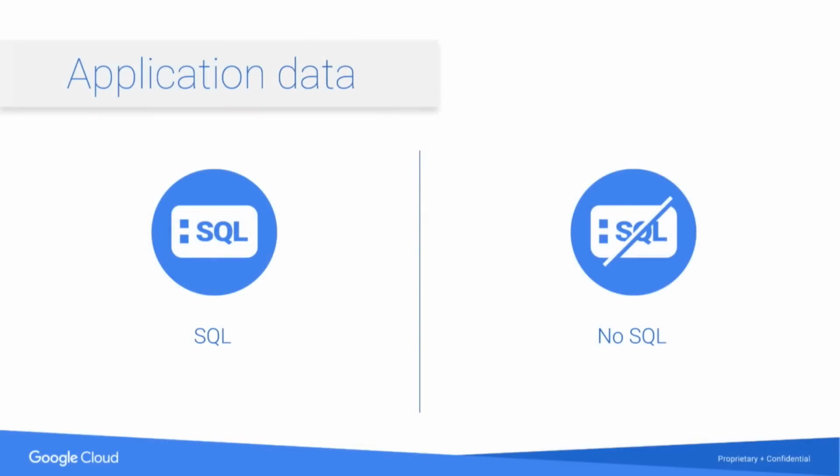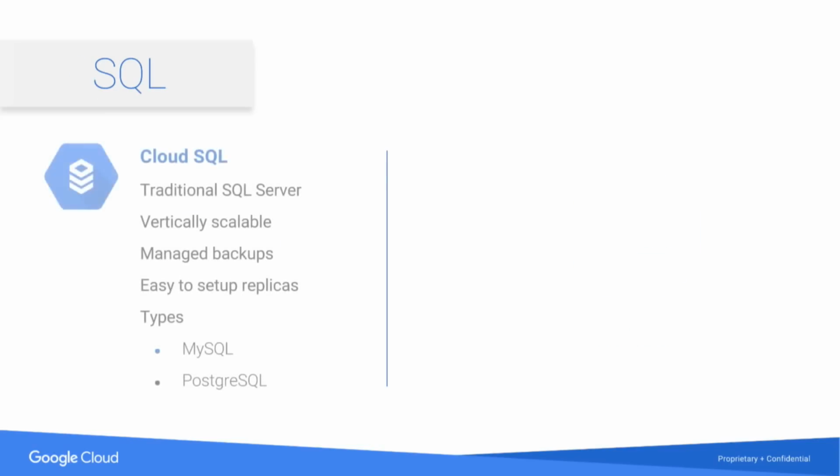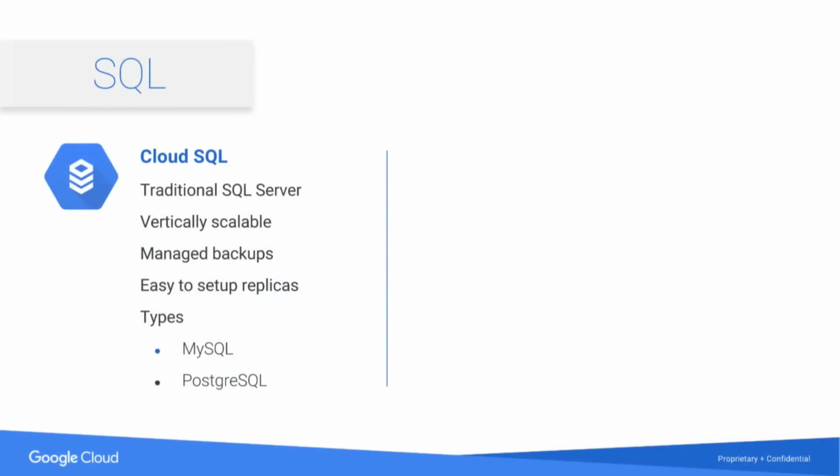So application data, this is where you start getting into that religious debate. Should I store it in a SQL database? Should I store it in a NoSQL database? What's best? And I'm not going to tell you what's best. It really comes down to what you want to use for your own application. But we have both. So from a SQL perspective, we have a service called Cloud SQL that enables you to create a traditional SQL-based relational database server up in Google Cloud Platform. You can scale it vertically. We do managed backups for you. At the moment, you can run MySQL or PostgreSQL up there.